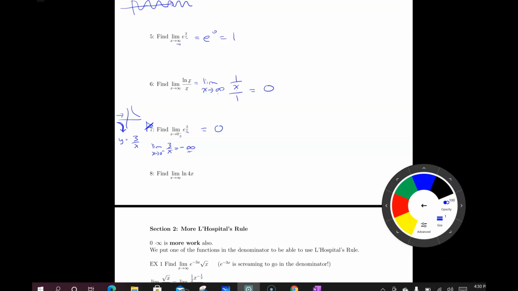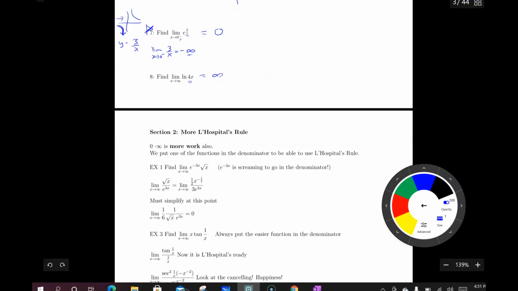All right, limit as x goes to infinity of ln of 4x. That's ln of infinity. That's just infinity. So I really want to make sure that you're comfortable with lots of different kinds of limits. That's why I did lots of examples.